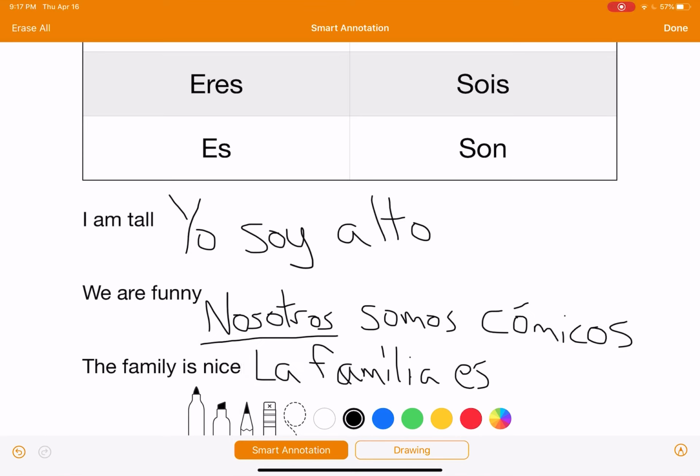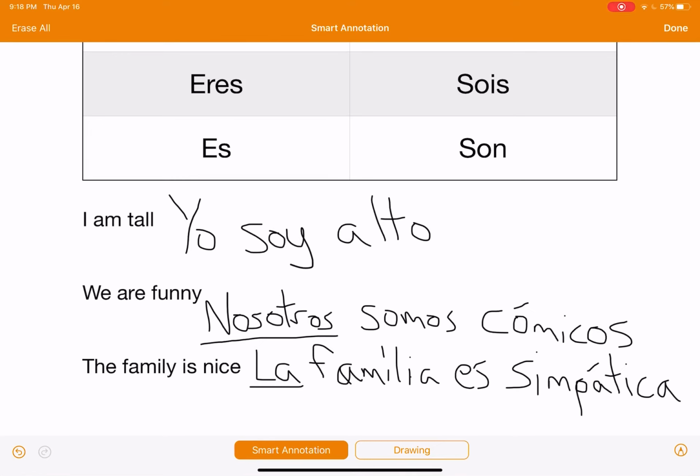So la familia es. And then our word for nice is simpático, with an accent over the A. However, notice that la familia, that is feminine. So I can't use simpático. Instead, I have to match the gender of the noun I'm describing, which is la familia. So I'm going to make it simpática. All right. And that is using adjectives with the verb ser.